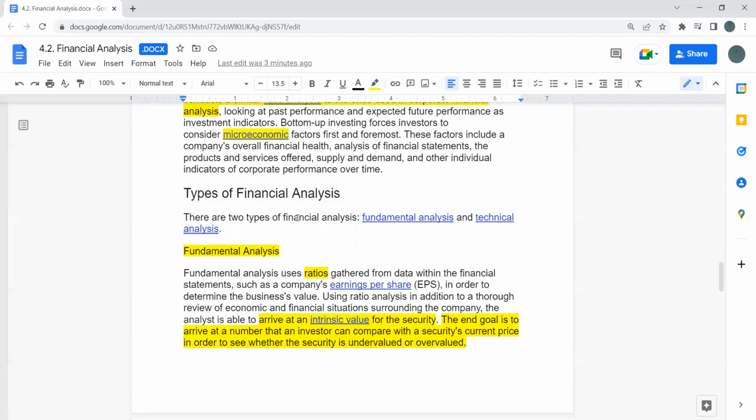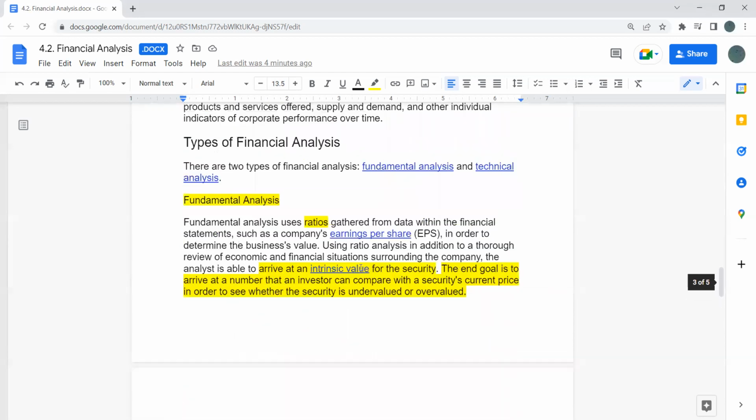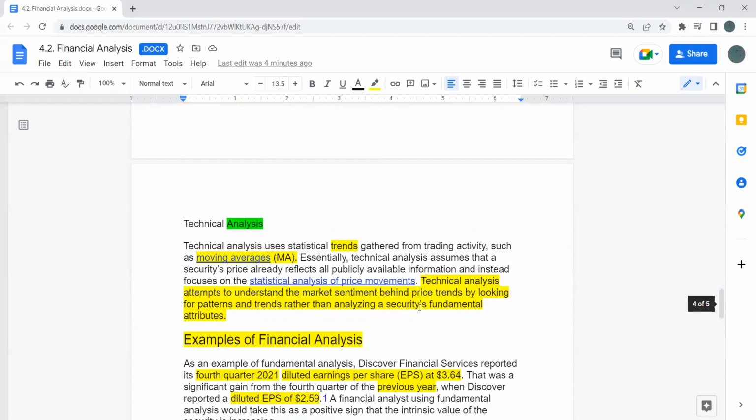Types of financial analysis: fundamental analysis. Fundamental analysis uses ratios like earnings per share, EPS, and arrives at an intrinsic value for the security. The end goal is to arrive at a number that an investor can compare with the security's current price in order to see whether the security is undervalued or overvalued.